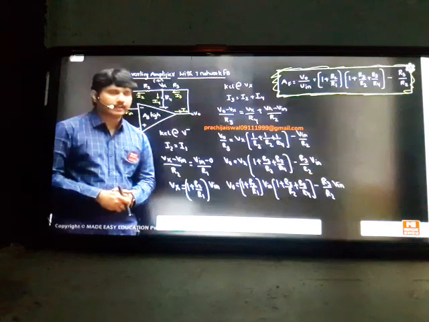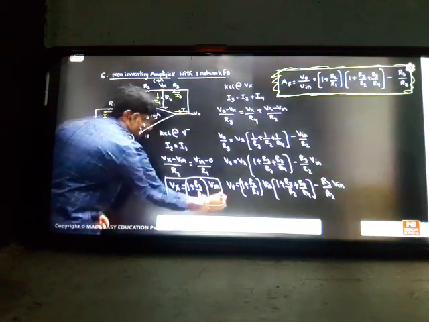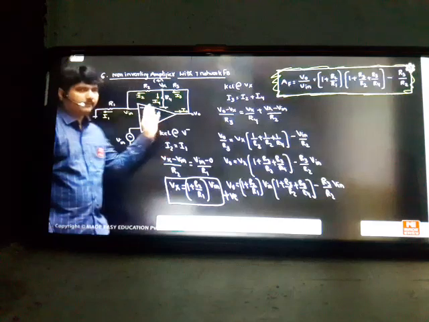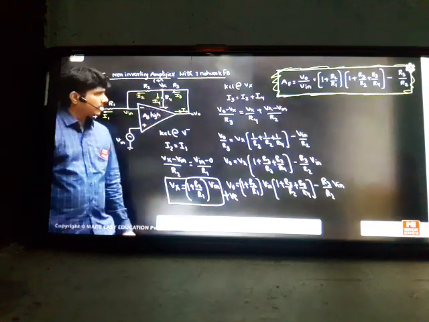Here Vx is positive. I have not assumed it, I just calculated it here. You can see this is Vx. Vx is coming out positive. I did not assume it, I calculated it and got it positive. Because of positive, the current is going down, not up. That he mentioned in the concept.